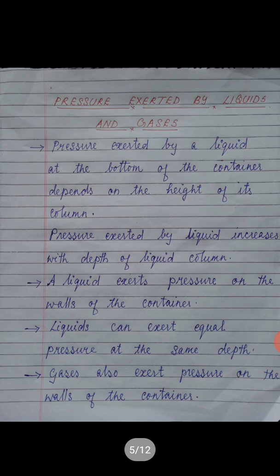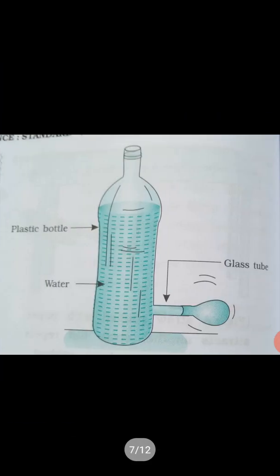A liquid exerts pressure on the walls of the container. That means when you take a liquid in a container, it exerts pressure on the walls of the container. For that, you see this picture. In a bottle, some liquid is taken, and to one side of the bottle there is a hole. To that hole, one glass tube is attached, and to the end of the glass tube, a rubber balloon is connected. When you fill water in the bottle, the rubber balloon starts bulging. It is due to the pressure exerted by the liquid on the walls of the bottle.